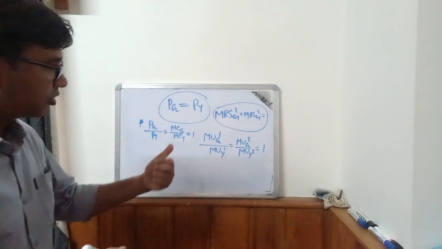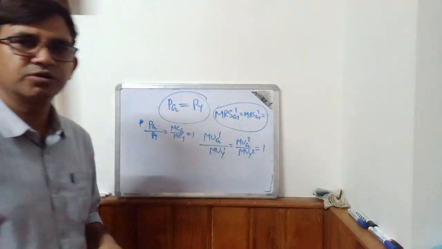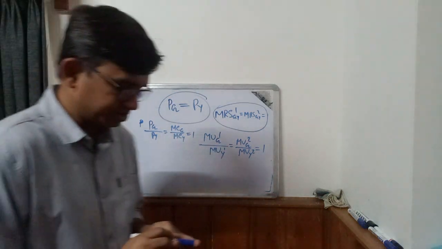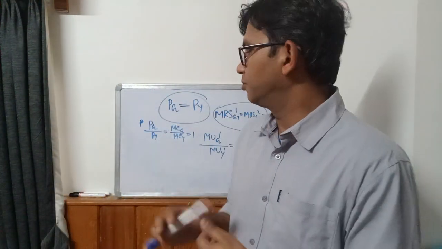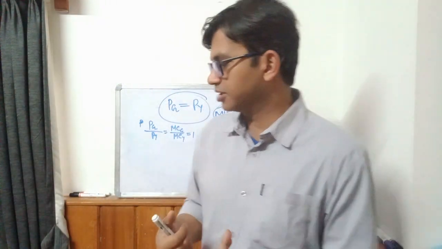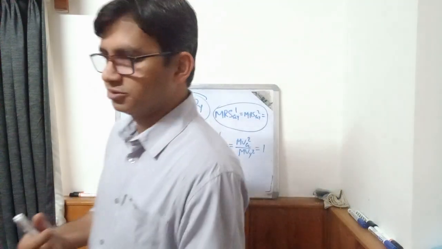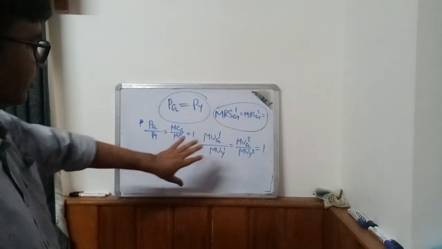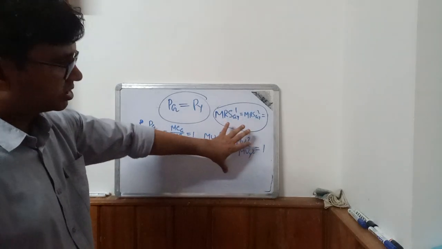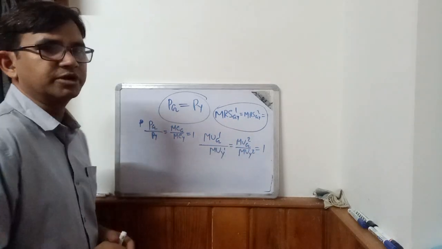One more thing I forgot to say here: whenever we take the utility functions, we consider that there is the case of identical taste and preference. So both have the same utility function and same marginal rate of substitution. So this is the condition here if both are private goods.